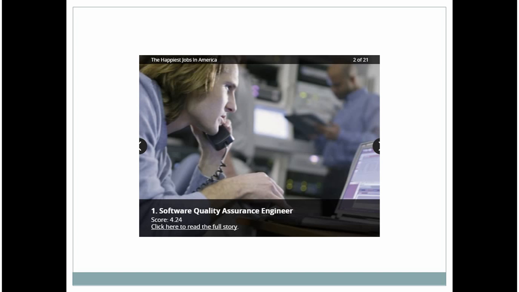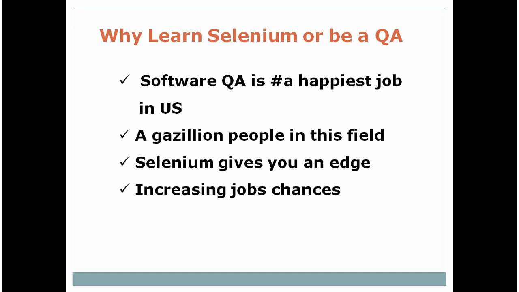So this is the snapshot I have taken from the Forbes website. Software quality assurance engineer has the highest level of job satisfaction. Right. So apart from the monetary gain and worldly achievements, at the end of the day we want to be a very happy person. So it is good to be in the quality assurance department.